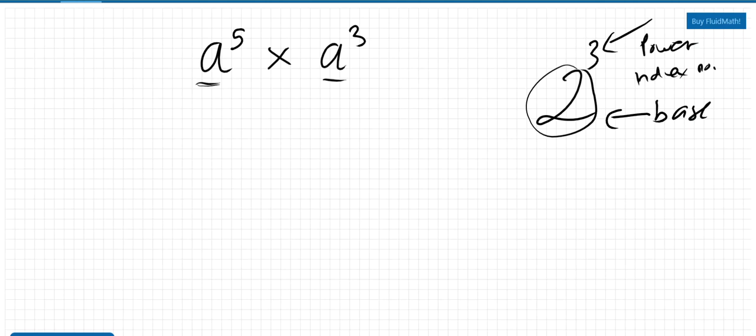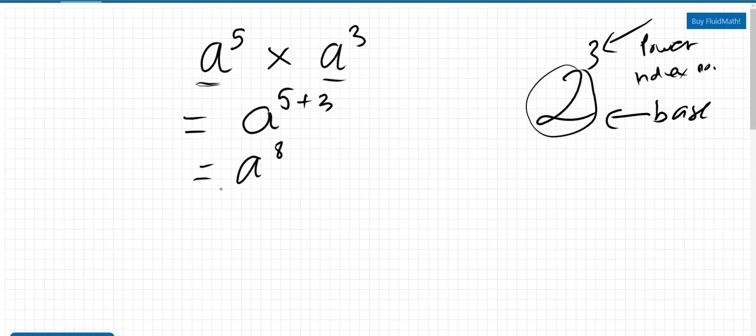Now, the first index law says add the powers of the same base. So I've got the same base. To show some working out and how this index law works, write down the base. All right, so there's my base, A. Just write it down once. And now add the powers of that same base. So I've got 5 plus 3, and 5 plus 3 leaves me with 8.